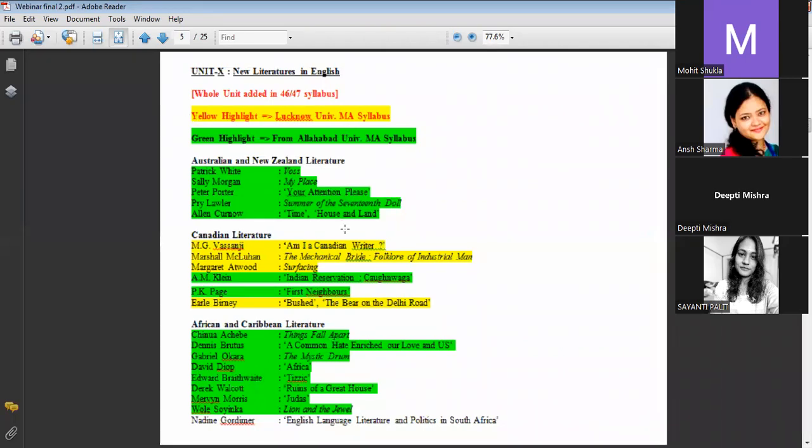So the yellow highlighted portions in Unit 10 are from the syllabus of MA English, Lucknow University, and they are not in the syllabus of Allahabad University. And the green highlighted portions are from Allahabad University. I'm not sure, but at least a couple of them are in the University of Lucknow syllabus also. So as you can see, barring one at the bottom, Cordima, all the texts are from Lucknow or Allahabad University syllabus and not from BHU, not from MGKV, not from Kanpur. I mean, not from these universities. They are specifically from these two universities.